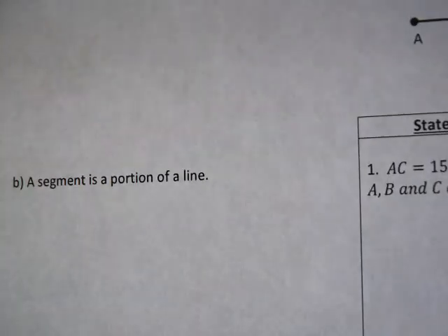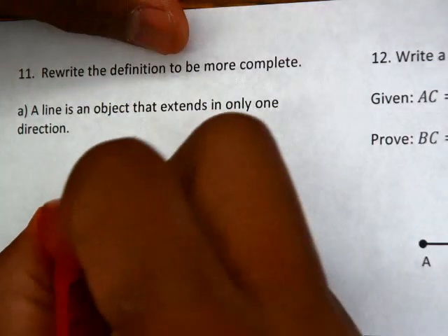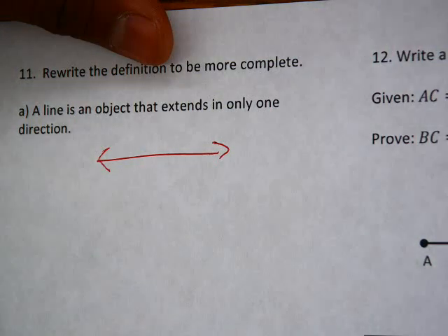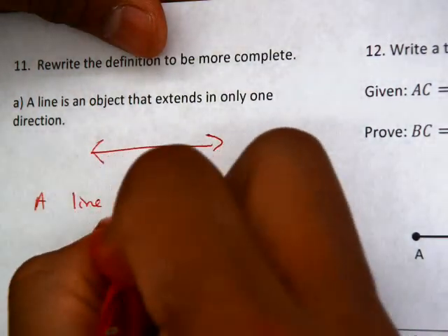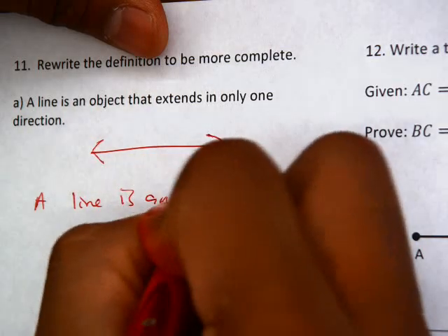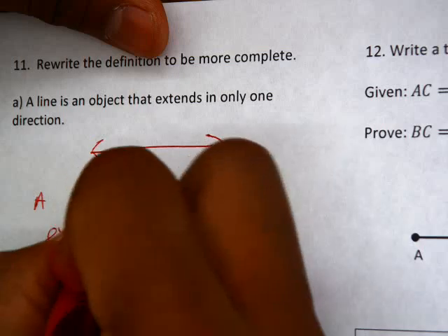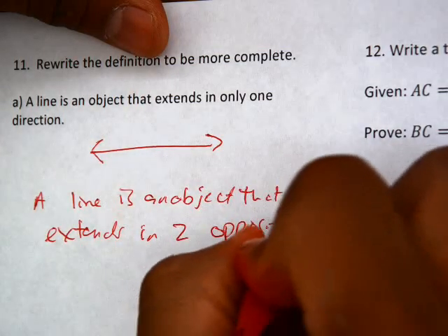In 11, I'm supposed to rewrite the definition to be more complete. So there's something wrong with these definitions. In 11a, a line is the object that extends in only one direction. That's not right. A line extends in two different directions, just like that. So a line is an object that extends in two opposite directions.